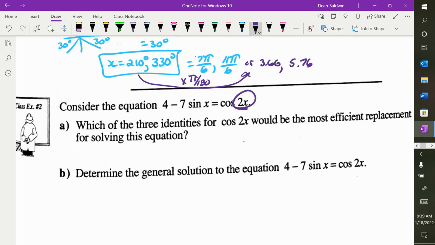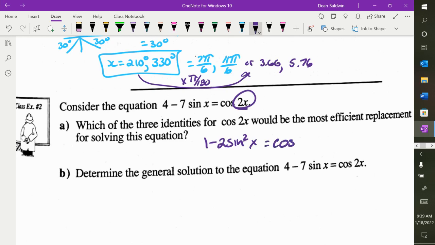Now, cosine has 3 choices. Which choice makes sense? Yes, the 1 minus 2 sine squared. Well, then you're going to have to do another substitution.